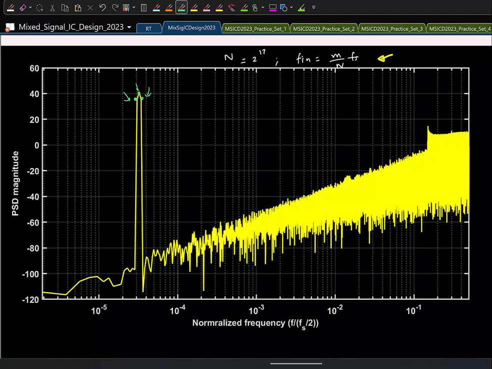And the third thing to notice: here the NTF is 1 minus Z inverse. So at low frequencies, how does it go? For small values of omega, it goes as omega. And this power spectral density is the magnitude squared of this, so I'm plotting it in log scale. What is the slope of this curve?